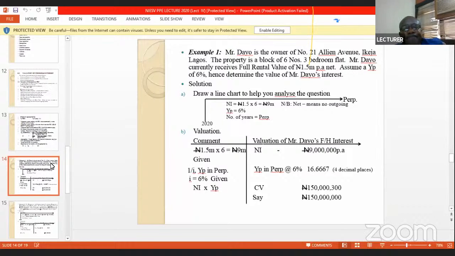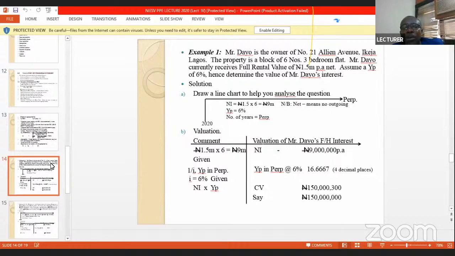Example 1. Mr. Dayo is the owner of number 21 Alien Avenue, Ikeja, Lagos. The property is a block of 6 numbers, 3-bedroom flats.